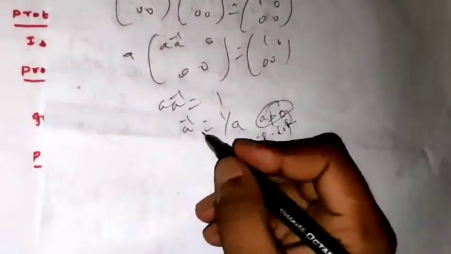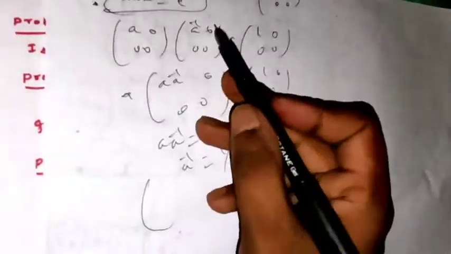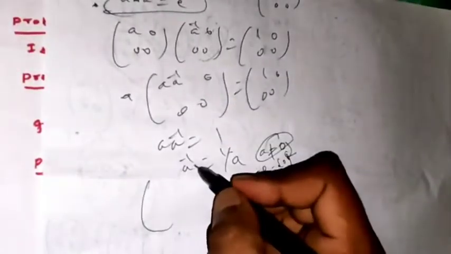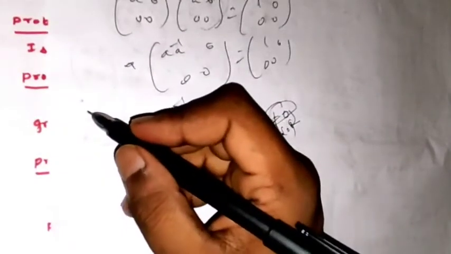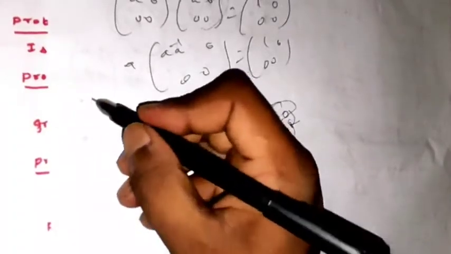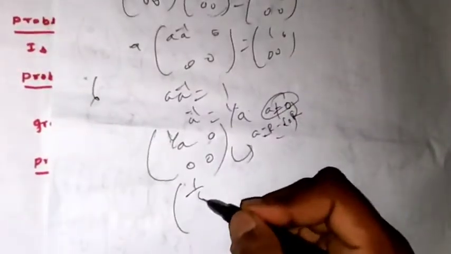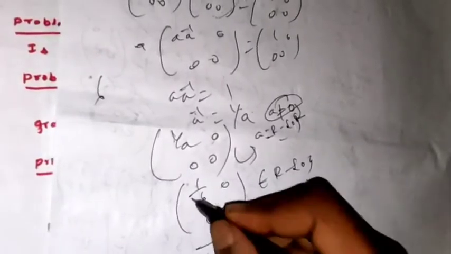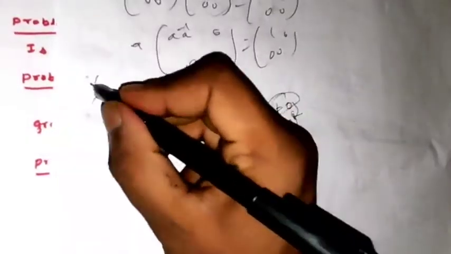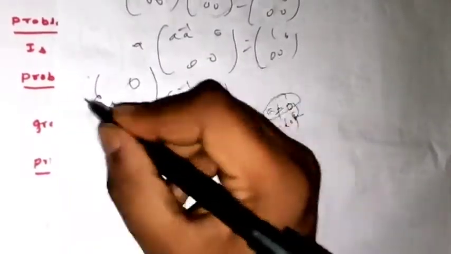That means what is the inverse here? This is our assumed inverse. That means A inverse is 1 by A, 0, 0, 0. This is the inverse of the group G. Suppose they ask that we have to find the inverse element of 6. How to write it? 1 by 6, 0, 0, 0 belongs to R minus except 0. This is our inverse element of 6. Like this we solve this type of problem.